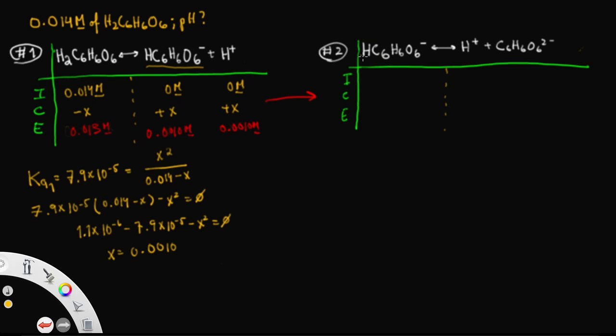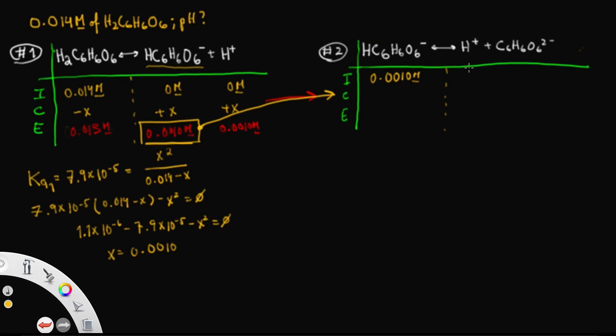So what do we have initially of this HC6H6O6 minus? Well, initially we don't have 0 moles per liter. We actually have a certain amount. We actually have 0.0010 moles per liter. Okay, so that's very important to know, that we brought this value that we did from our first dissociation into our second ice table. That's what makes polyprotic acids very unique.